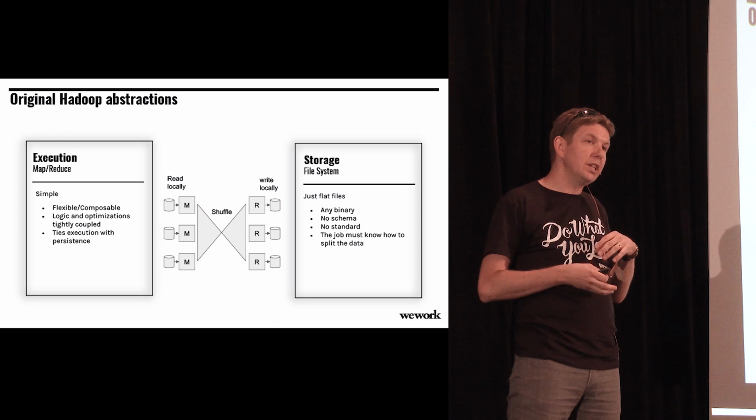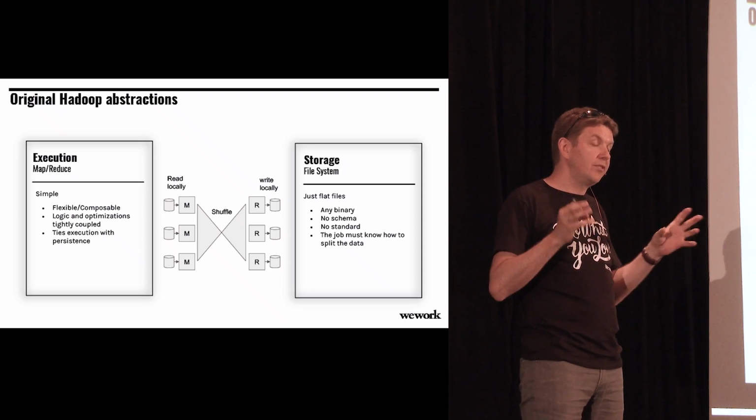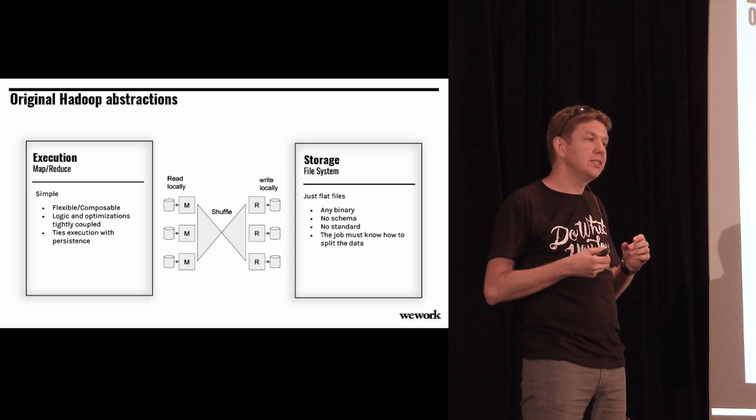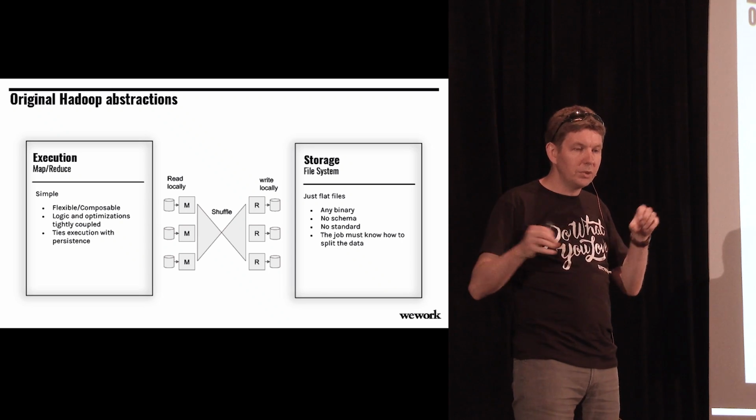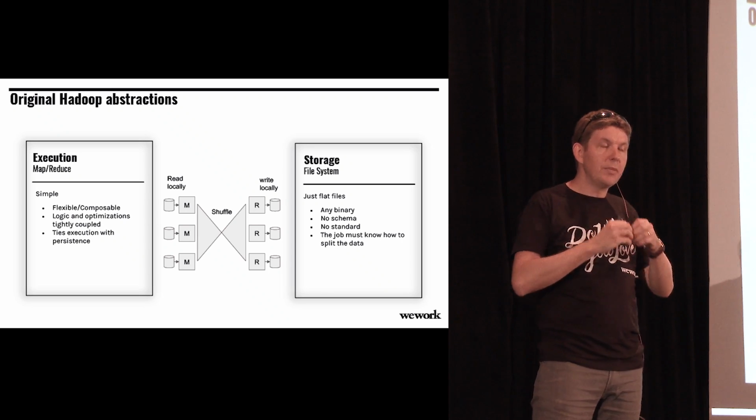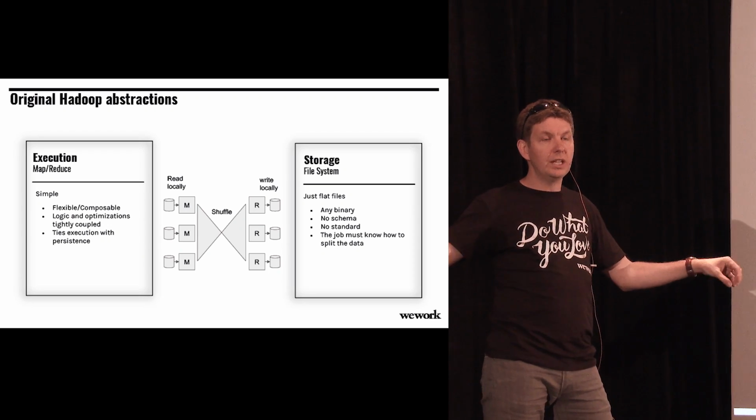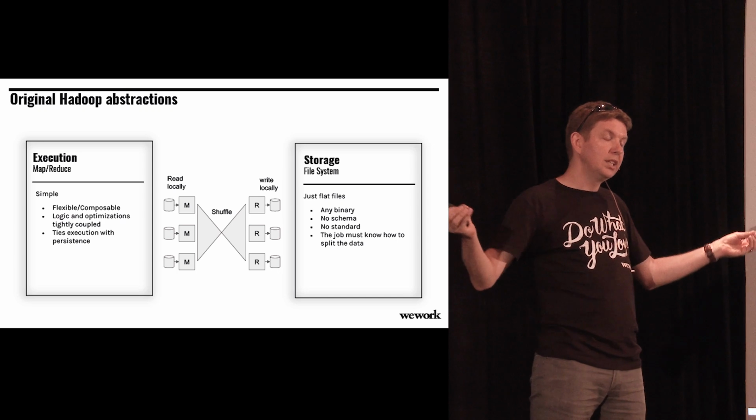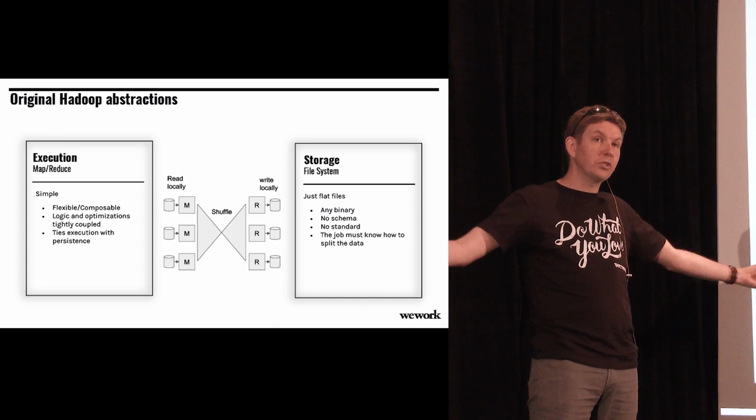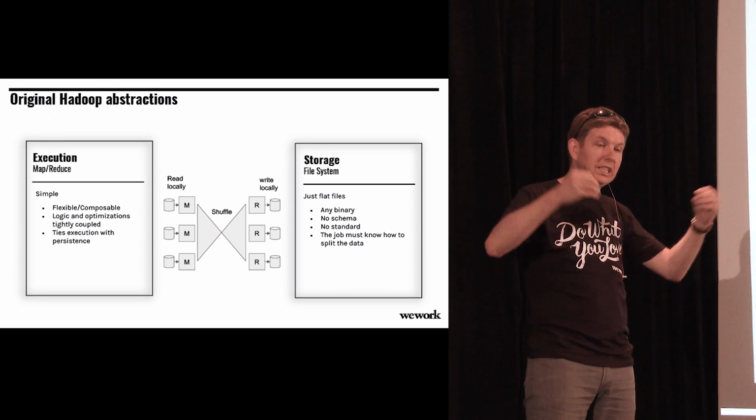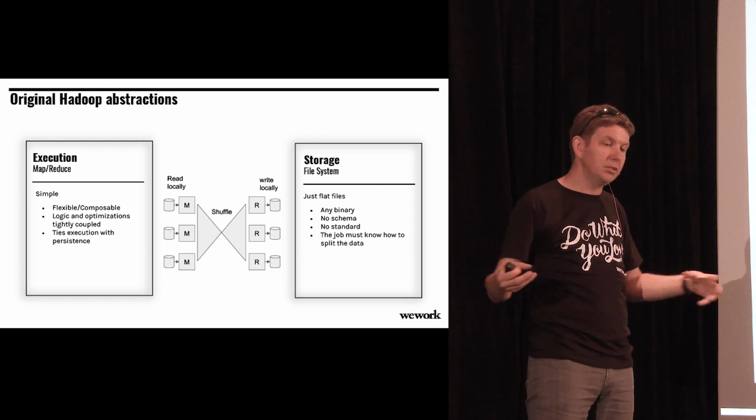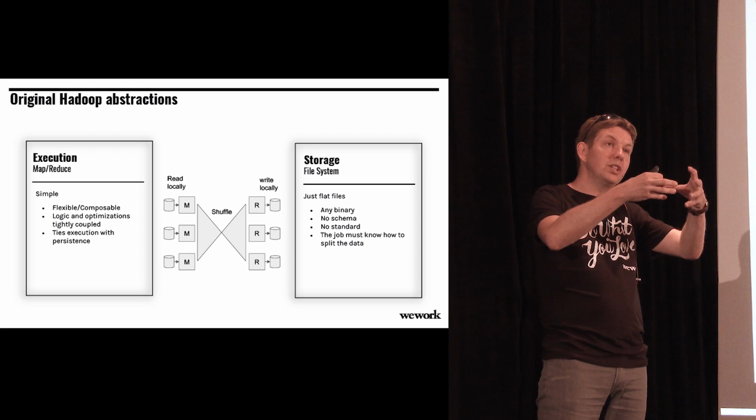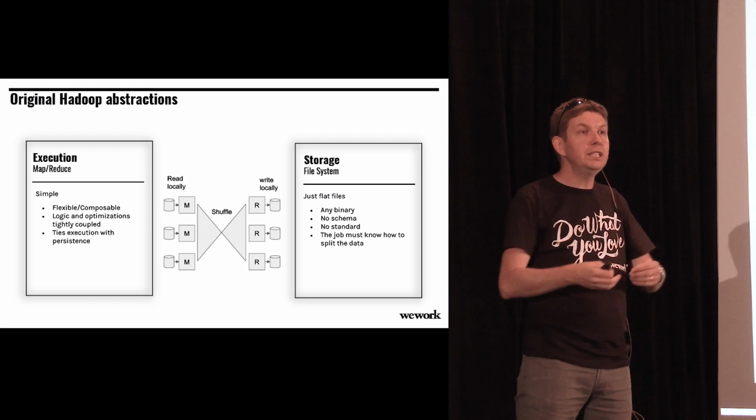And execution is simple, it's flexible, it's composable. You can do multiple MapReduce jobs that do different things, and it's all based on running the mappers locally, close to the data, so you can very quickly load and process the data. Then there's the shuffle mechanism to reorganize the data around keys. You output key values, and you put all the values for the same key on the same machine. And again, you can process them together and write locally.